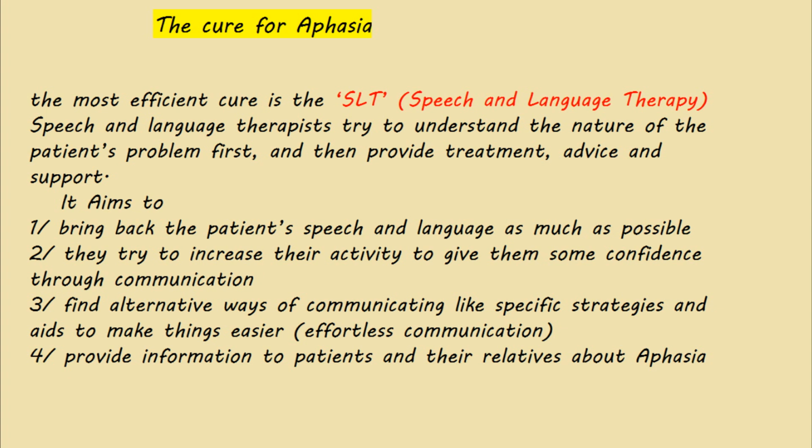SLT aims to bring back the patient's speech and language as much as possible, to give them back their ability to speak again, and they also try to increase their activity to give them some confidence through communication. They also try to find alternate ways of communicating, like specific strategies and aids to make things easier, effortless communication. SLT aims for the patient to communicate effortlessly, because if the patient is trying to communicate using a lot of effort, this means that the therapy is not working properly. And the last aim of SLT is to provide information about aphasia to patients and their relatives as well. This is it for today's lecture.